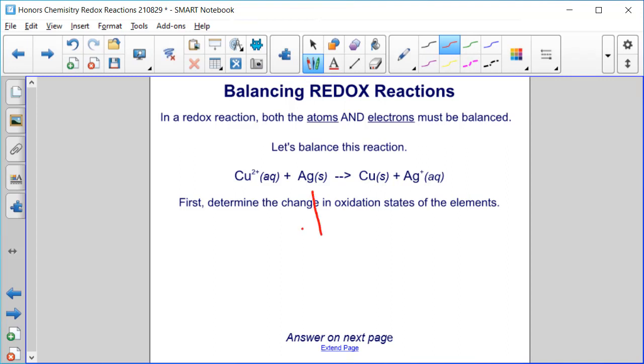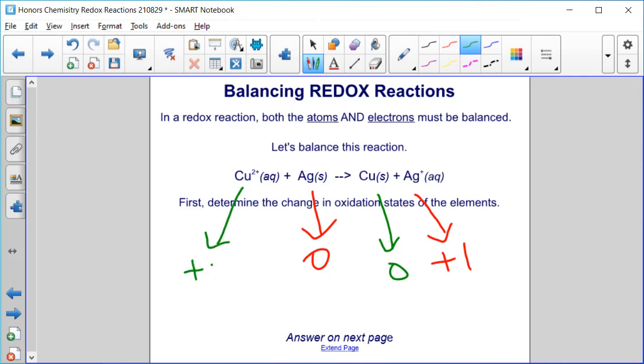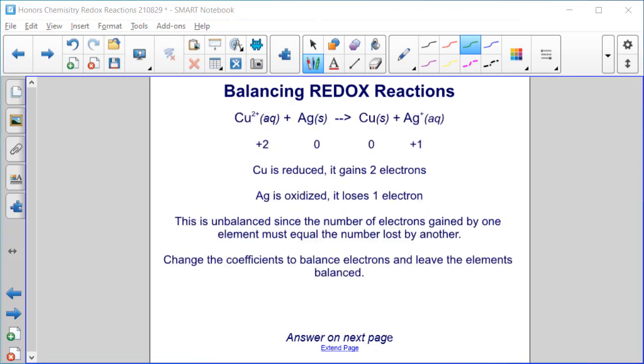So elements in their standard state have an oxidation state of 0. So these two solids are 0. And then the ions just carry their charge. These individual monatomic single ions carry their charge as an oxidation state. So copper 2+, oxidation state of +2, silver metal 0, copper metal 0, silver ion +1. All right, so we have our oxidation states assigned. You can see them there, +2, 0, 0, +1.